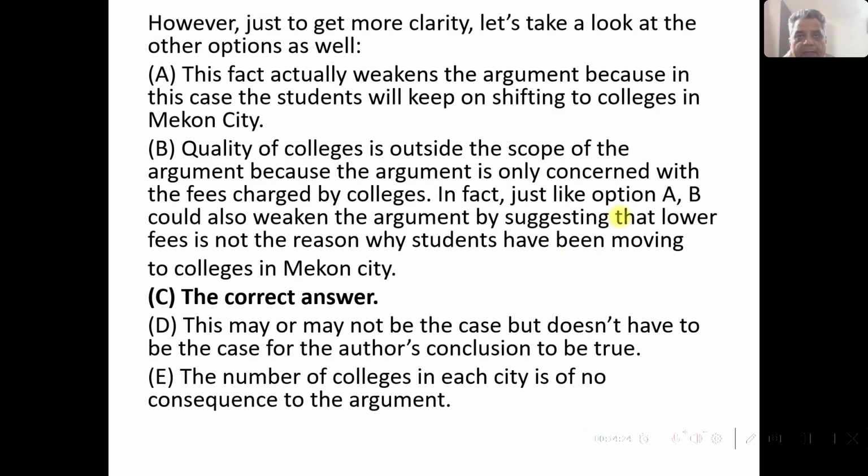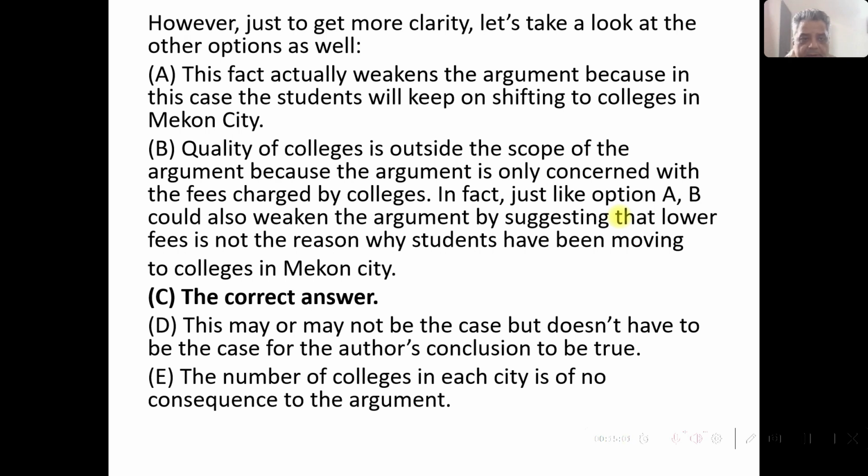However, just to get more clarity, let's take a look at the other options as well. Option A actually weakens the argument, because in that case the students will keep on shifting to colleges in Mekong City. Option B, quality of colleges, is outside the scope of the argument, because the argument is only concerned with the fees charged by the colleges. In fact, just like option A, B could also weaken the argument, by suggesting that lower fees is not the reason why students have been moving to colleges in Mekong City. C is the correct answer.